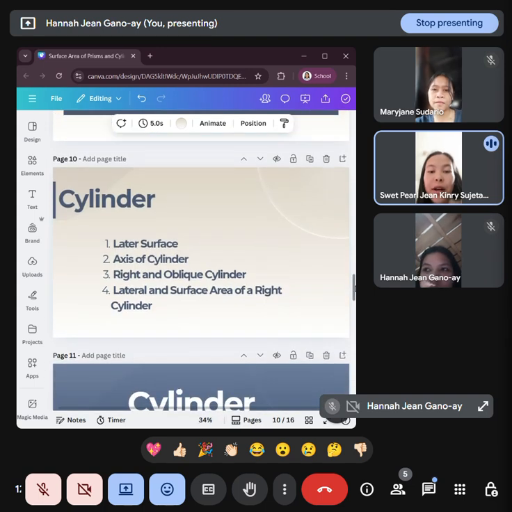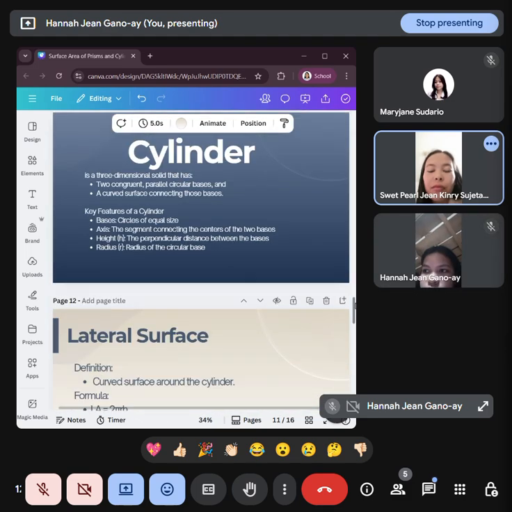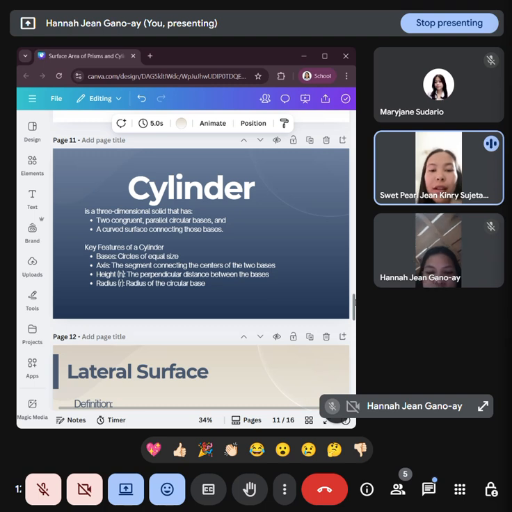And these are the parts of a cylinder: lateral surface, axis of cylinder, right and oblique cylinder, lateral and surface area of a right cylinder. A cylinder is a three-dimensional solid that has two congruent parallel circular bases and a curved surface connecting those bases. These are the key features of a cylinder. It has bases, axis, height, and radius.